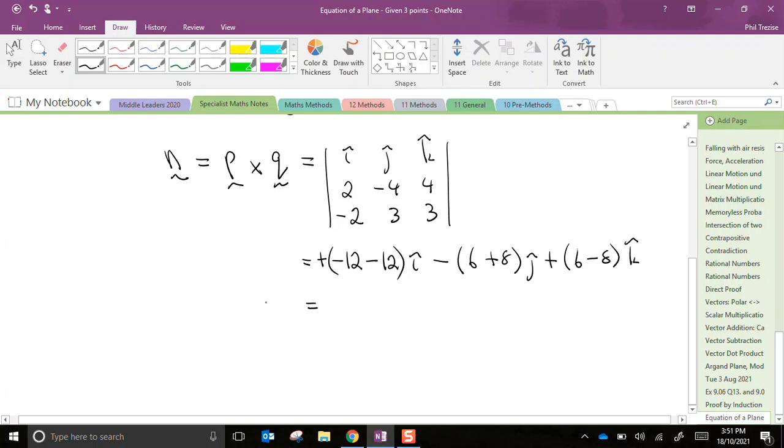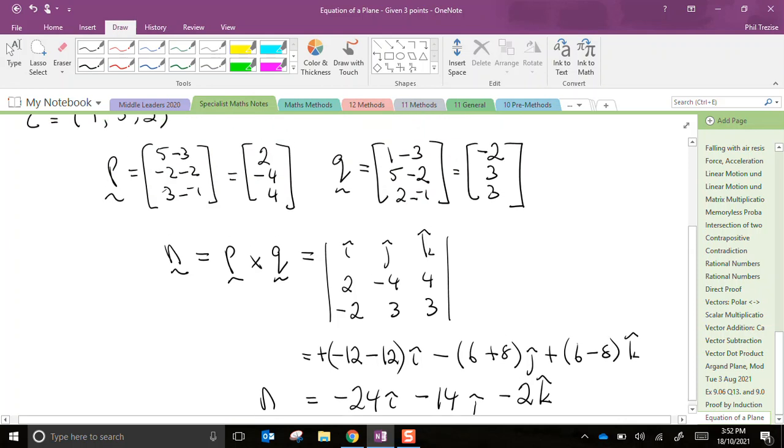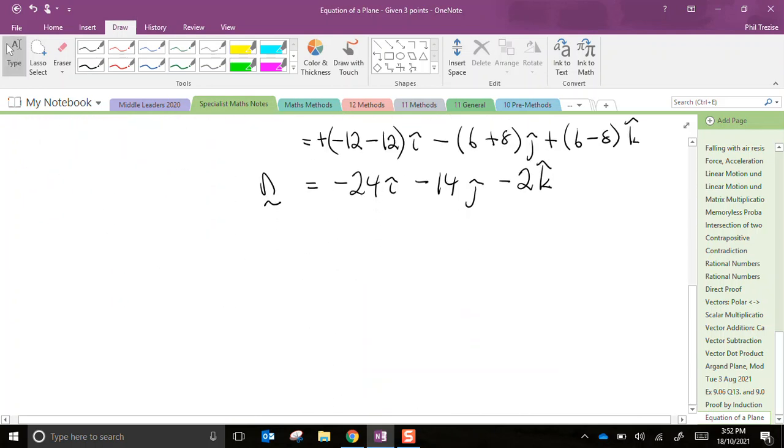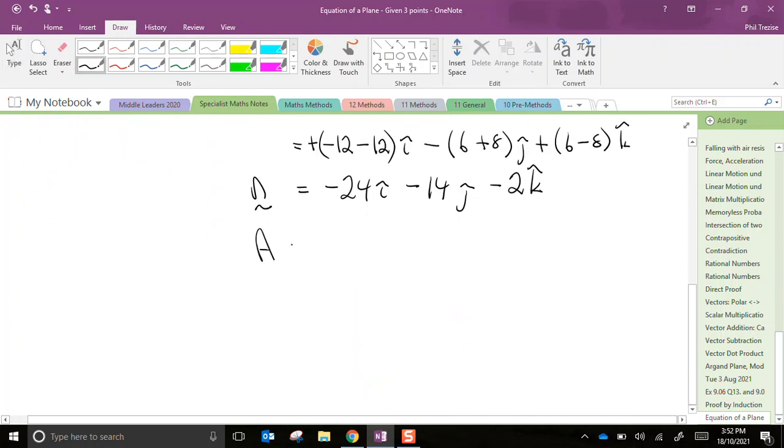So my normal vector, perpendicular to the plane, is negative 24i minus 14j minus 2k. We're ready to write the equation of the plane. If we know a normal vector, and if we know a point in the plane, I'm just going to select point number 1 because it seems easiest. I'll just rewrite point A down here. Point A had the value 3, 2, negative 1.